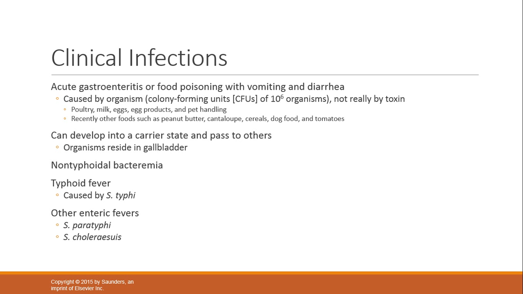Okay? And it takes 10 to the 6 organisms. How many is that? 1, 2, 3, 4, 5, 6. So you have to ingest this many organisms in order to get an infection. It's quite a lot, huh? Unless your potato salad's been sitting out all day. So we see it in peanut butter, milk, eggs, pet handling. Pets can get it, poultry, cereal, dog food, tomatoes.